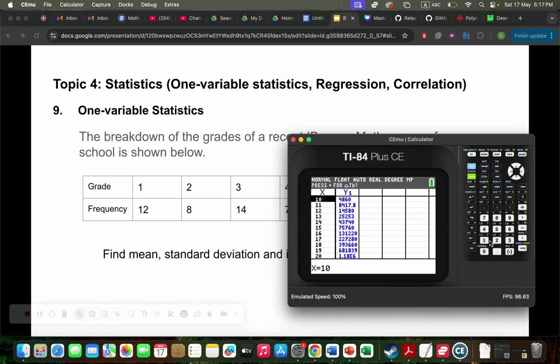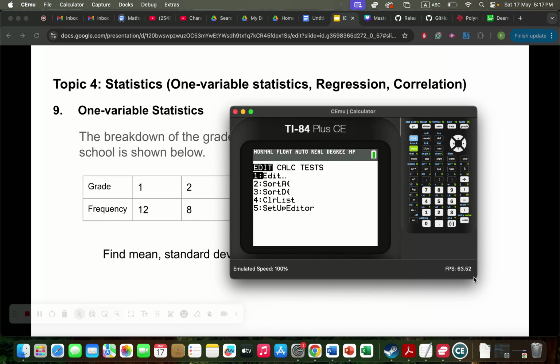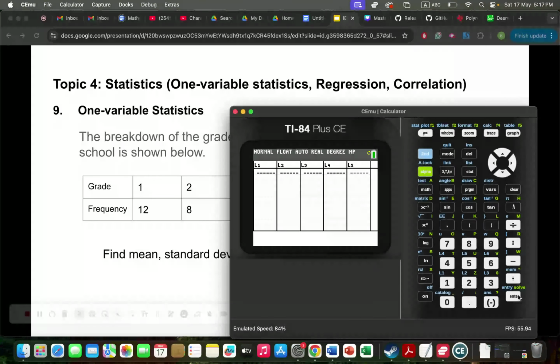So back to the calculator. Let me get out this feature. What I want to do is go to stat. I'll try to make this a bit bigger. So I'll go to stat, I'll choose edit, I'll put L1 to be grades and L2 to be my frequency. So this will be 1, 2, 3, 4, 5, 6, 7.